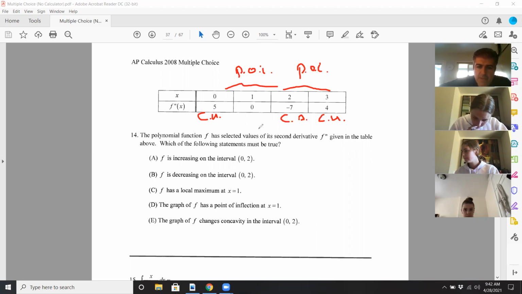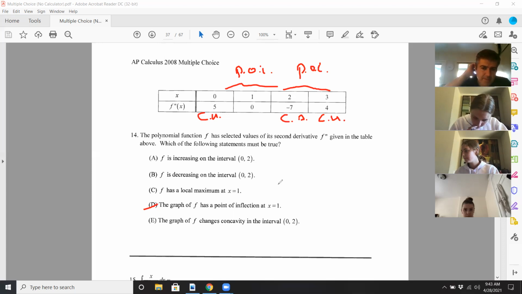The graph of f has a point of inflection at x equals 1. I don't really know. So you want to be careful about that. They kind of trick you with that one. Because remember, just because the second derivative is 0 does not mean it's a point of inflection. You have to specifically see a sign change at that location. You have to have a sign chart, which means you need to have an actual function to do that. We don't have enough information there for D.